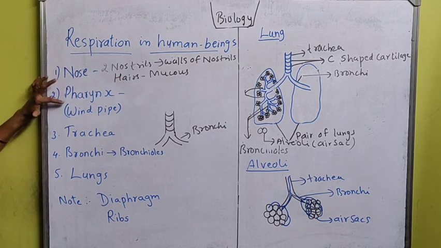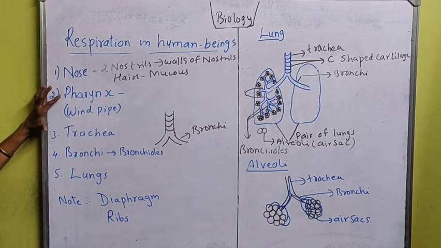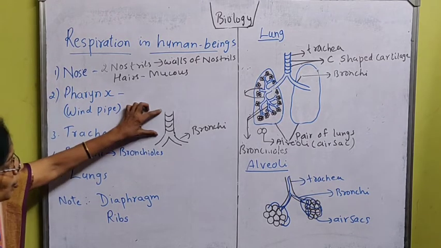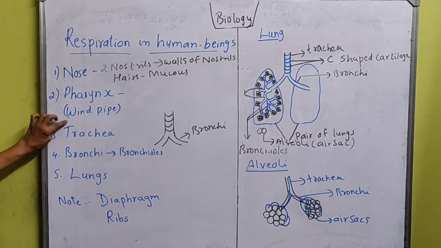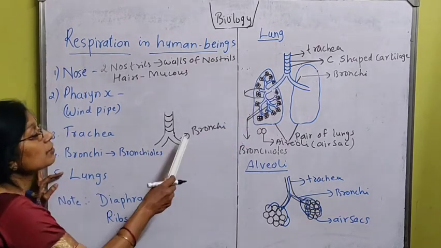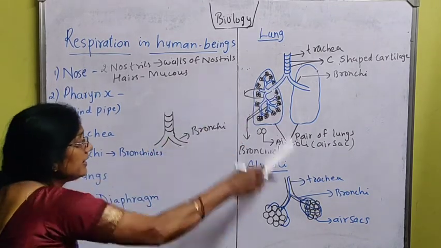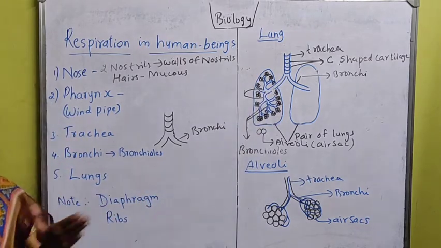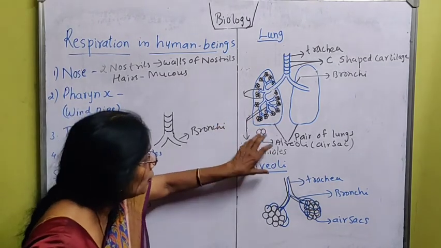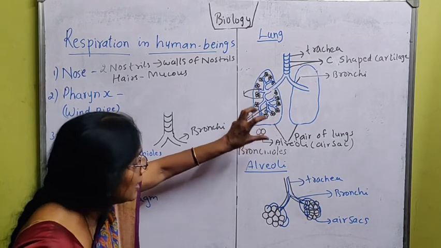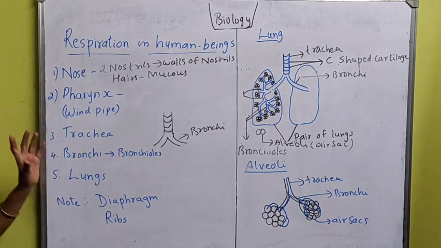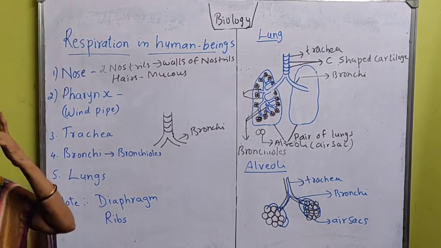Then the nose is connected to the pharynx, which is called the windpipe. The air passes through the windpipe. Then the windpipe is connected to the trachea, as I have shown here. Then the trachea bifurcates into two branches entering each lung, which are called bronchi. Further in the lungs, the bronchi divide into small tubules called bronchioles. At the end of the bronchioles, you will find small air sac-like structures called alveoli, or air sacs. These are the main organs in the respiratory system.